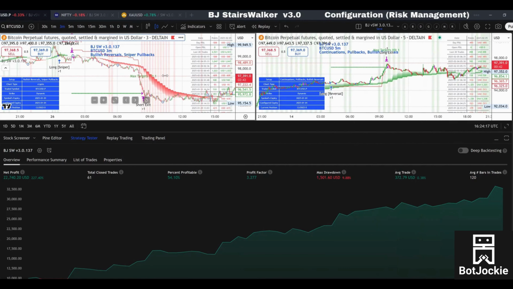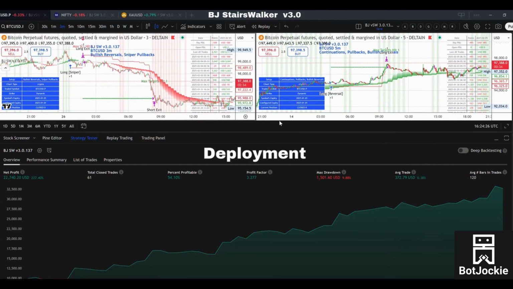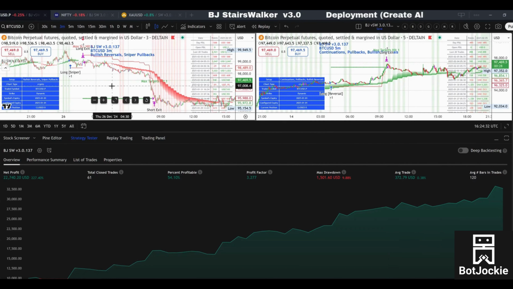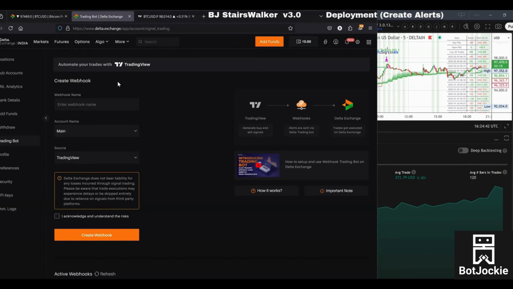So now going to the next point, which is the deployment. For deployment, what we have to do is create alerts in TradingView. So let me just show you how to create alerts. First of all, this is Bitcoin, and for Bitcoin we are using a Delta Exchange webhook. In this case, we have to go here and create a webhook, for which I have posted another video on my channel. So you can go and watch that.